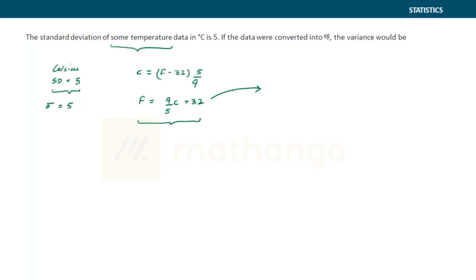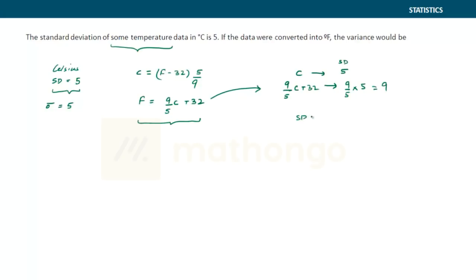So now, if you want the standard deviation of C, let's say SD, right? SD was 5, but now what will happen with 9 by 5 C plus 32? Yes, so it will be 9 by 5 into 5, right? The change of 32 will not be counted, only 9 by 5 will be counted, the multiplier. So this comes out to be 9, right?